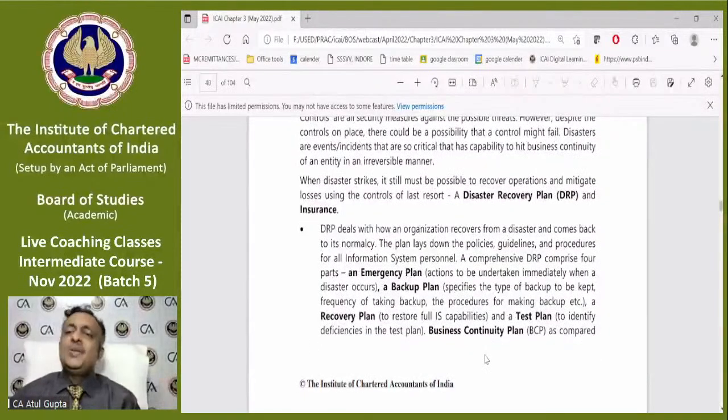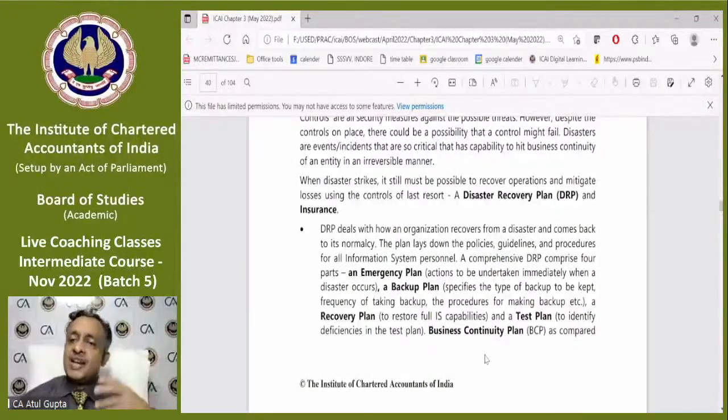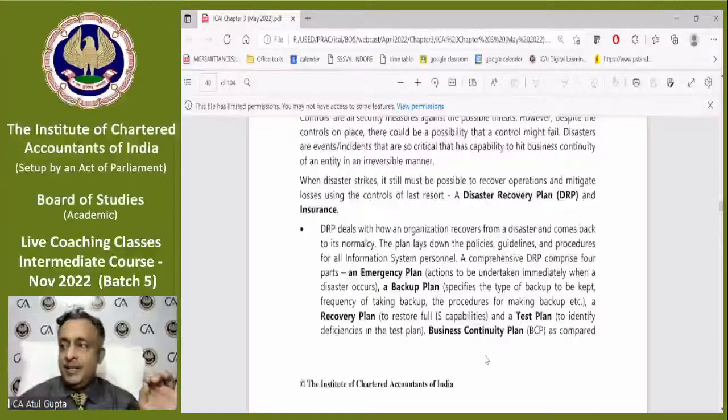Okay. So let us learn by question. Disaster recovery plan is making the entity ready in case of a disaster. Okay. Insurance we have talked about, transfer of risk. Now when you say disaster recovery plan, it has 4 plans as given: emergency plan, backup plan, recovery, and test plan. As a part of the disaster recovery plan, emergency plan, just keep the definitions ready.